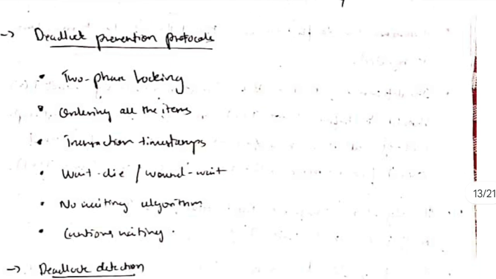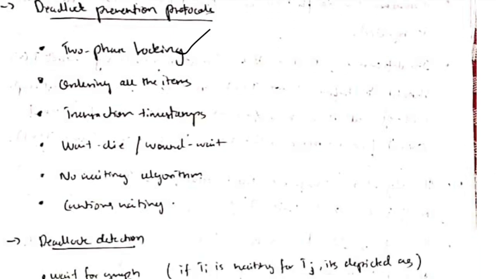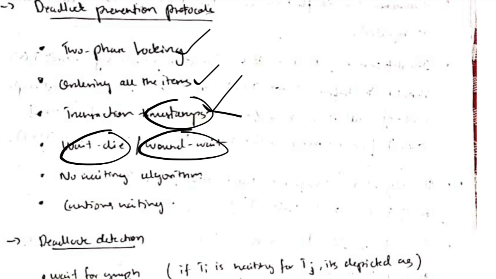How can we prevent it? There are some protocols like two-phase locking. We already discussed this one, and ordering all the items, and transaction timestamps, by using timestamps. This we will be discussing in more detail in the upcoming topics. Okay, then wait-die, wound-wait, no waiting algorithm, and cautious waiting.